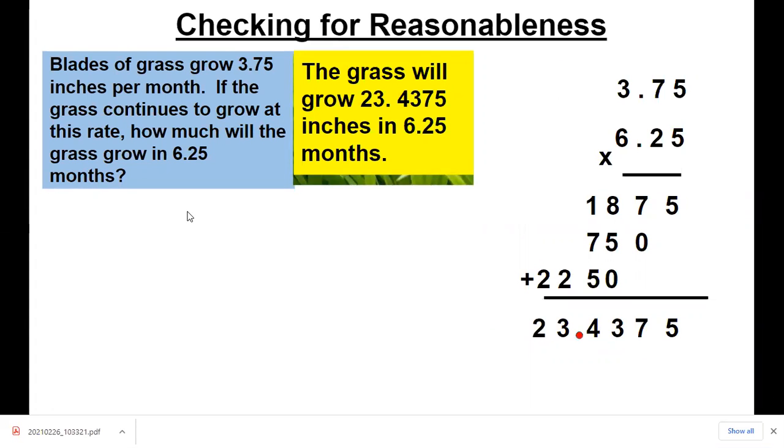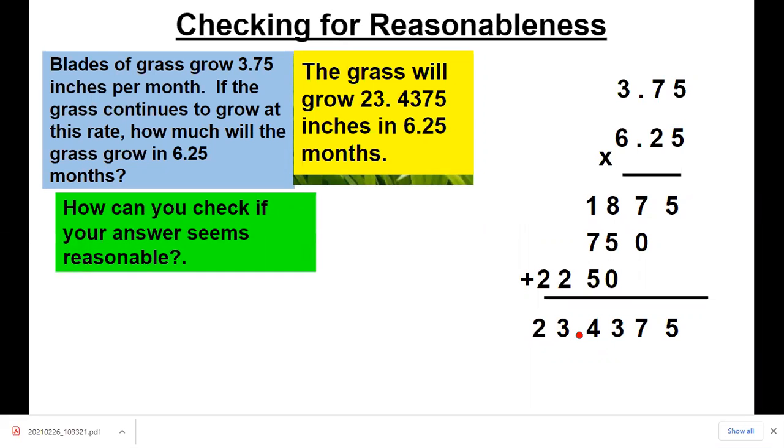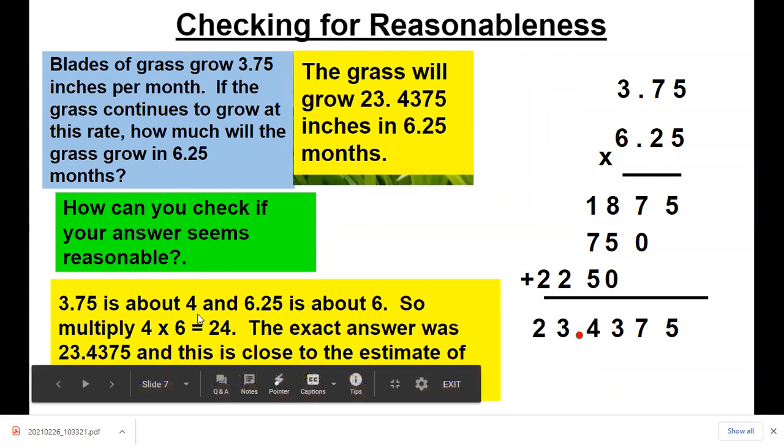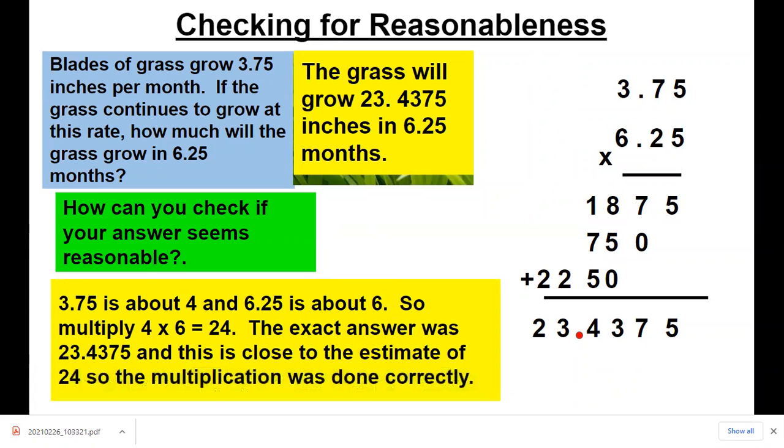Okay, here's the same problem. How can you check to see that your answer is reasonable? Well, we already kind of did that. We said 3.75 is about 4 and 6.25 is about 6. So multiplying 4 times 6 is 24. The exact answer was 23.4375, and this is very close to the estimate of 24. So the multiplication was done correctly.